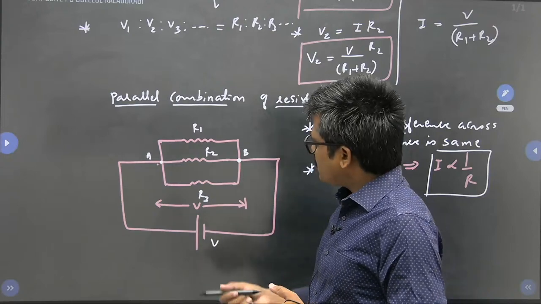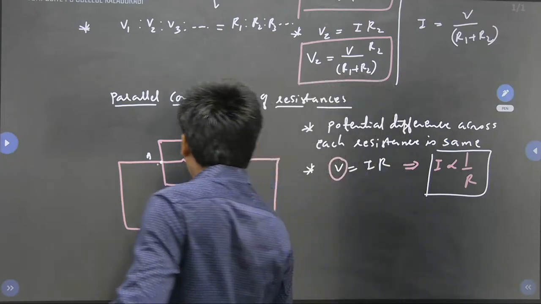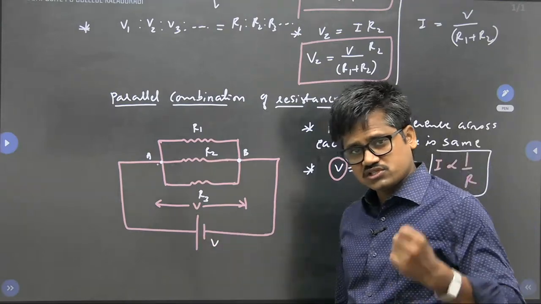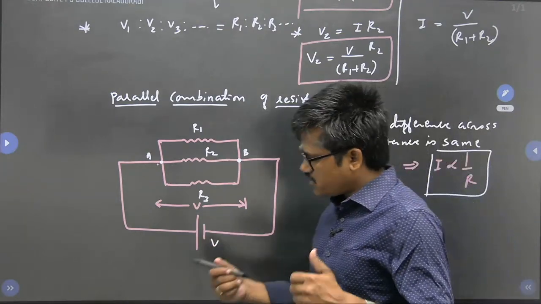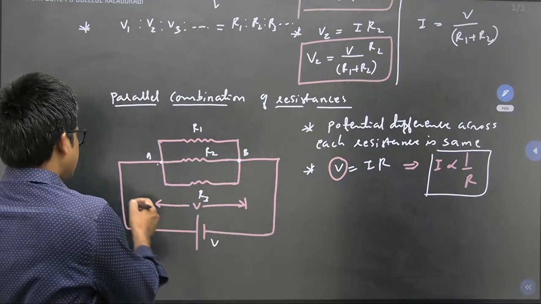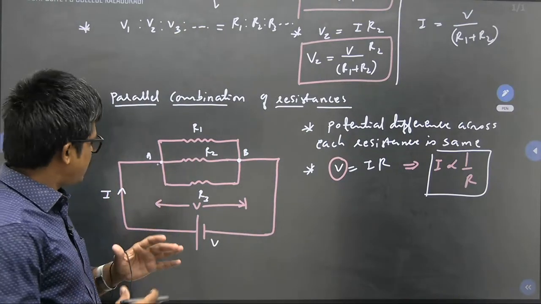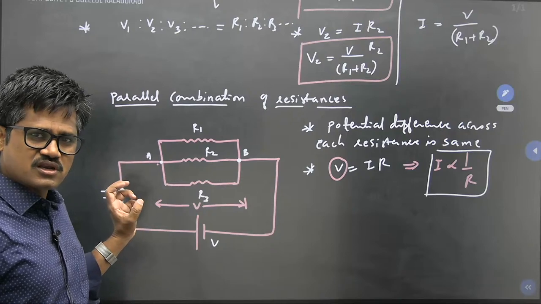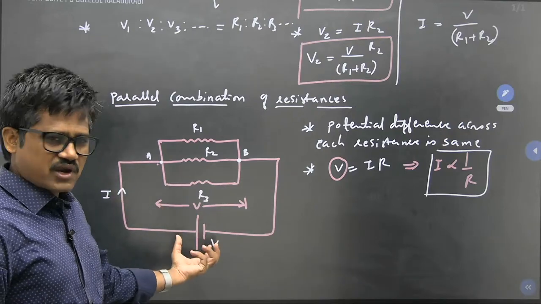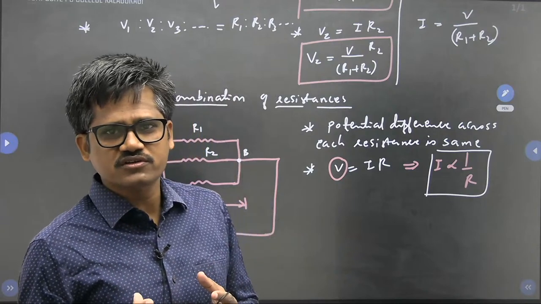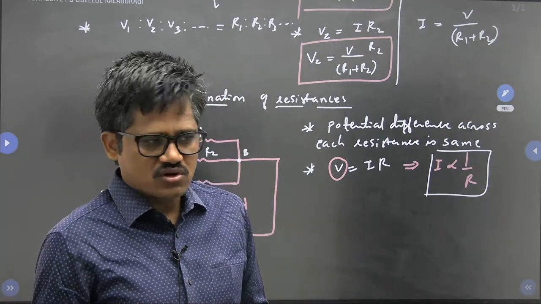Vice versa. Depending on the effective resistance here, and depending on the total supply voltage, some current will be created there. Let that current be, let us say, I current. This current depends on the applied potential difference and the hindrance, I mean total opposition. Right or not? Got my point?